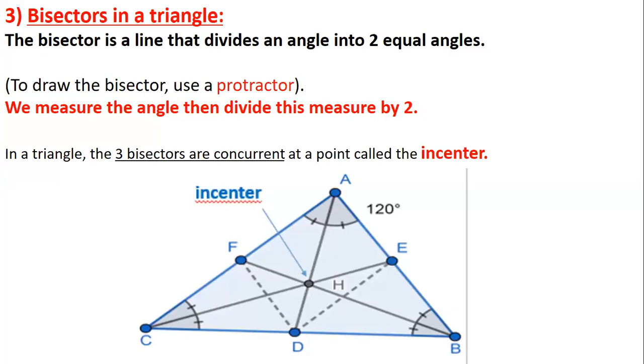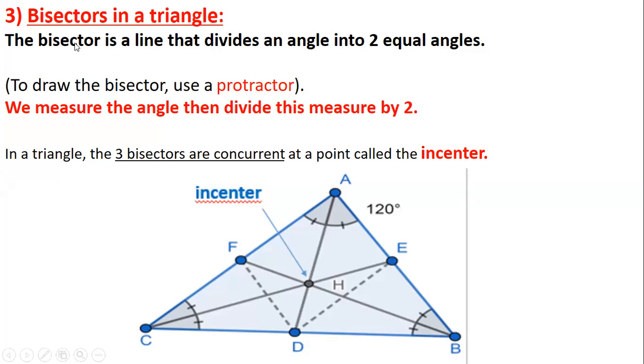Okay, now the third line, we will draw it inside a triangle, is called the bisector. What is the definition of the bisector? Also, this definition should be memorized. The bisector is a line. So to draw a bisector, we will draw a line that divides an angle into two equal angles.